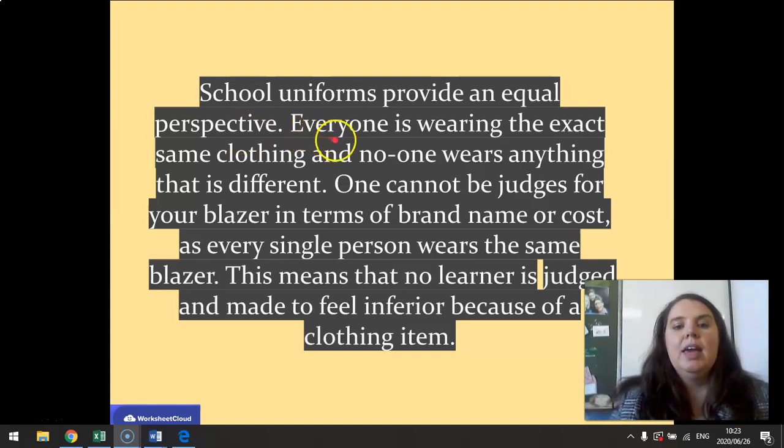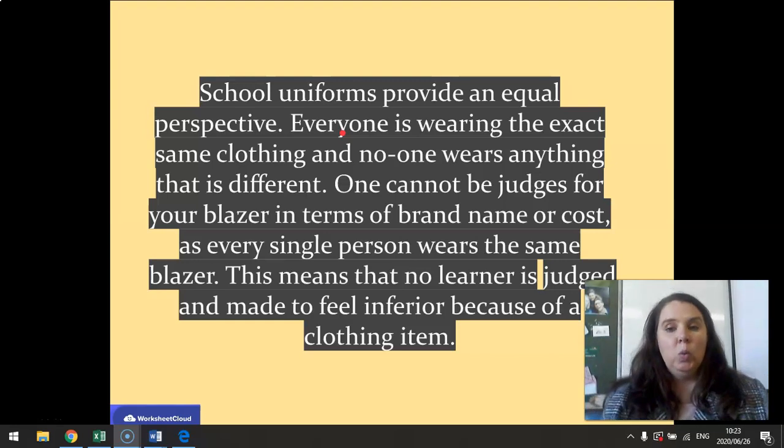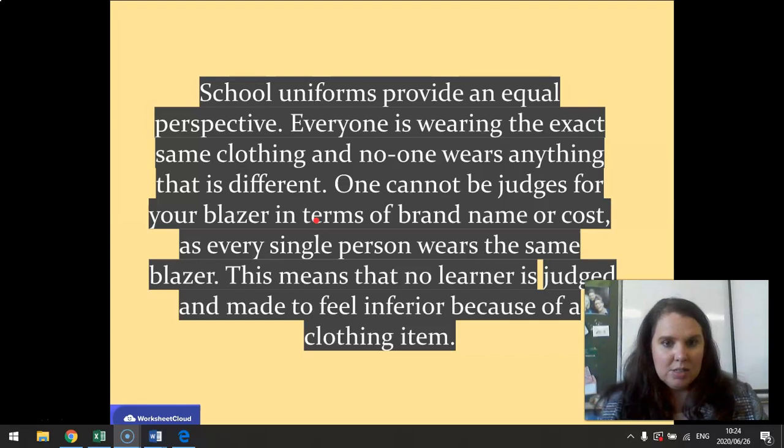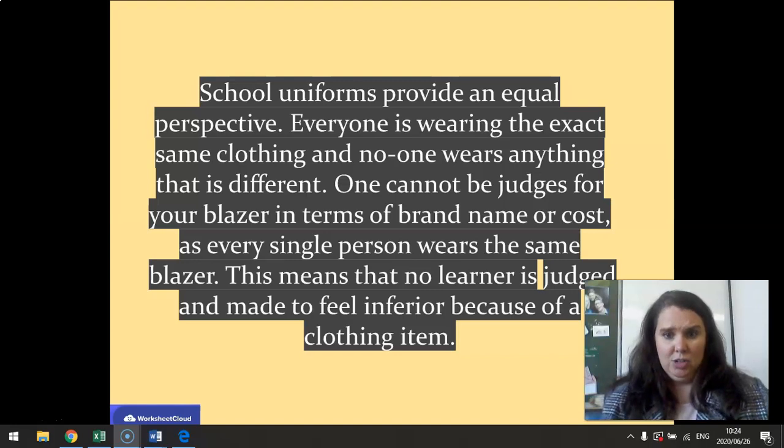Now I need to give an explanation. So I'm saying here, everyone is wearing the exact same clothing and no one wears anything that is different. Now I need to give an example. One cannot be judged for your blazer. Sorry, that's a tense error. I hope you picked up on it. One cannot be judged for your blazer in terms of brand name or cost, as every single person is wearing the same blazer. So there's my example. I'm bringing in the blazer and I'm saying if everyone's wearing the same one, then you can't judge.